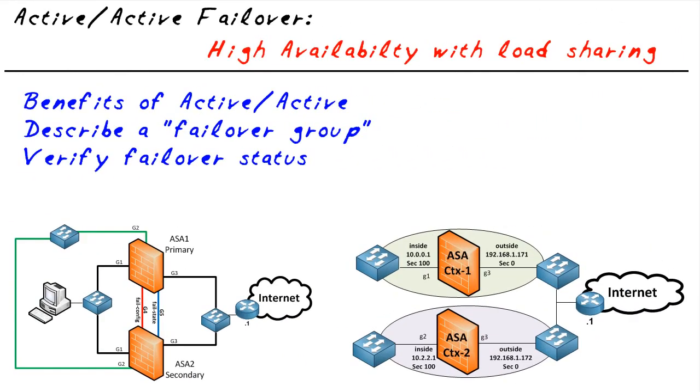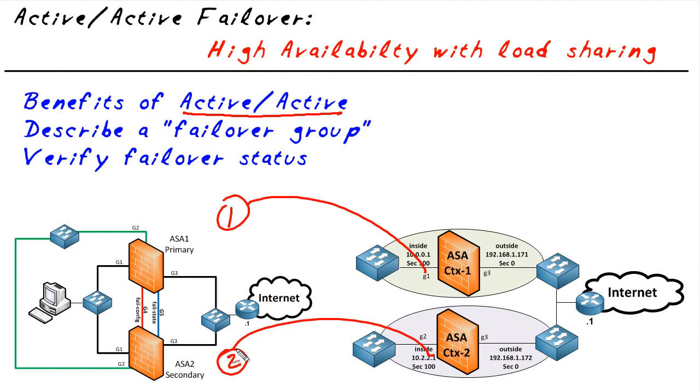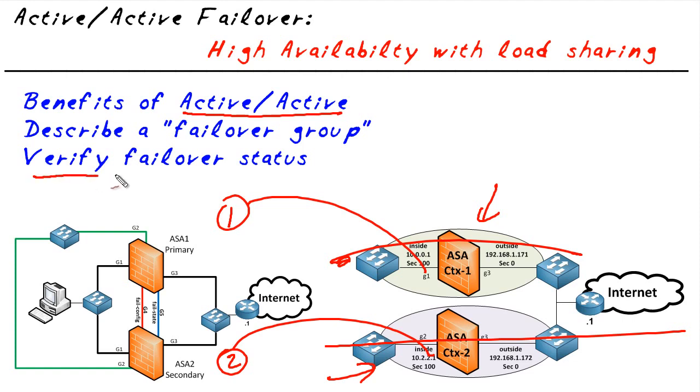So in this MicroNugget, we've identified, well, at least one benefit of the active-active. There are some others, but we also described how we can use the failover group to divvy up the load. The person in charge of group 1 is active for that group. The person in charge of group 2 is active for that group. And then we assign the context to those failover groups for load sharing. It won't be perfect load sharing because all the traffic from this network going out will be done by the active firewall for this context, and all the traffic from this network going out will be managed by the active firewall for that context.